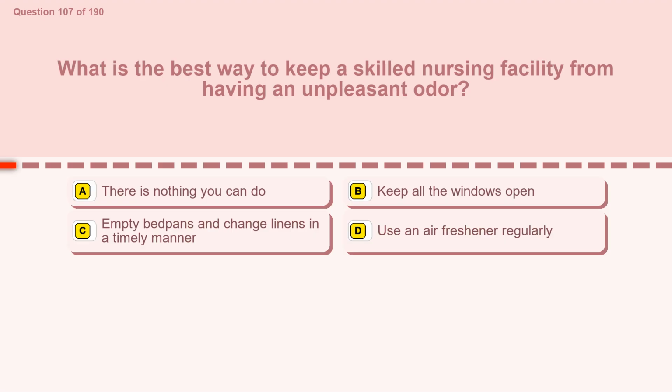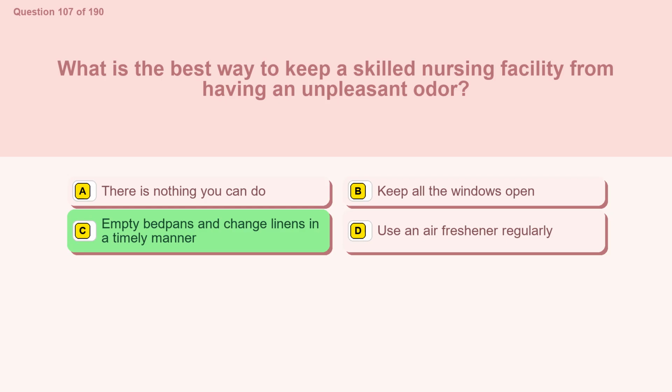Question 107. What is the best way to keep a skilled nursing facility from having an unpleasant odor? Option A. There is nothing you can do. Option B. Keep all the windows open. Option C. Empty bedpans and change linens in a timely manner. Option D. Use an air freshener regularly.